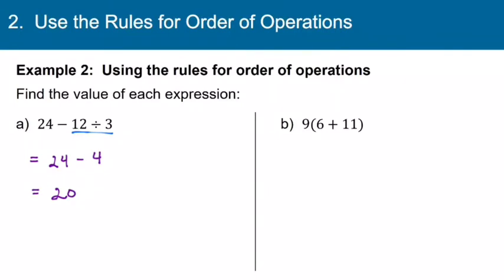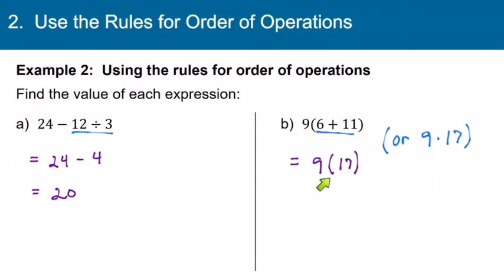Okay, let's look at part B here. So I have 9 times 6 plus 11 in parentheses. And of course, order of operations, PEMDAS tells us work what's in the parentheses first. So first I'll underline my 6 plus 11, and I know 6 plus 11 is 17. So now I have 9(17). Of course, if you'd rather write your multiplication as 9 times 17, that would be just fine as well.